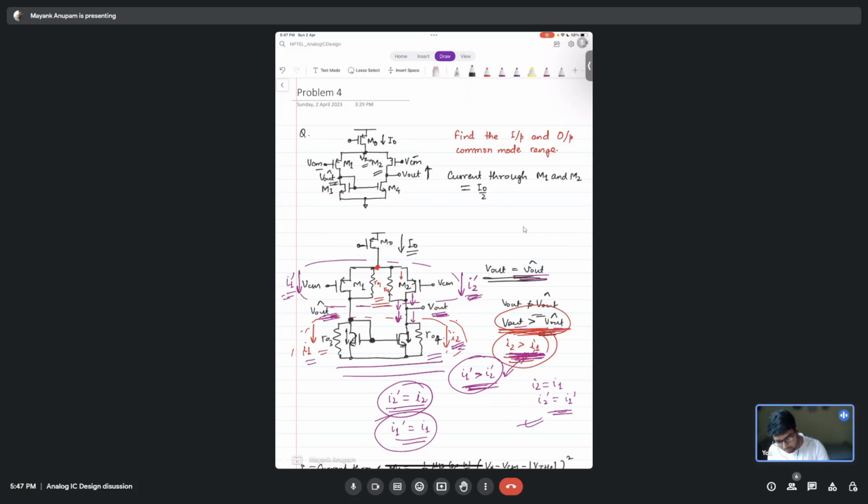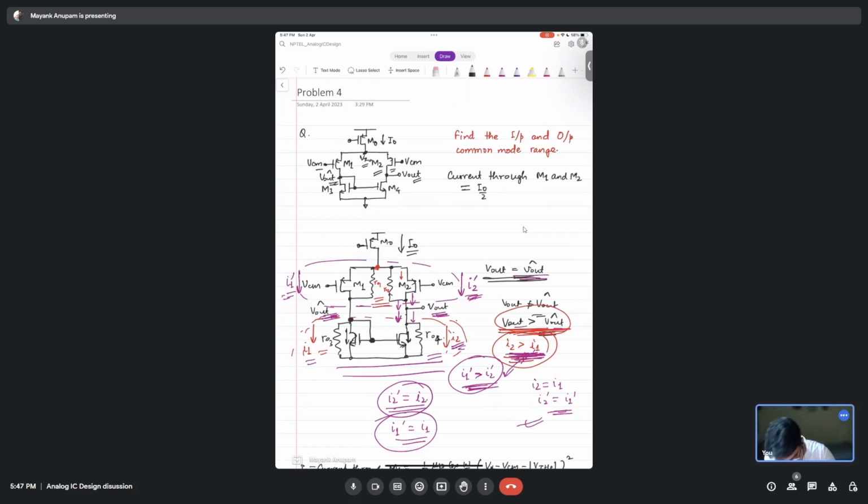So if V out goes up, then the drain of this M2 is going up, but its gate is at the same place. So its source to drain voltage is decreasing for M2, isn't it? So M2 can go out of saturation. From that you can find out the constraint on V out, the maximum voltage.